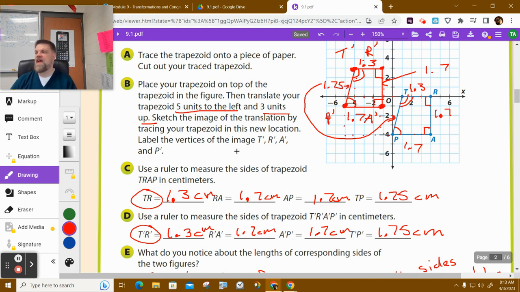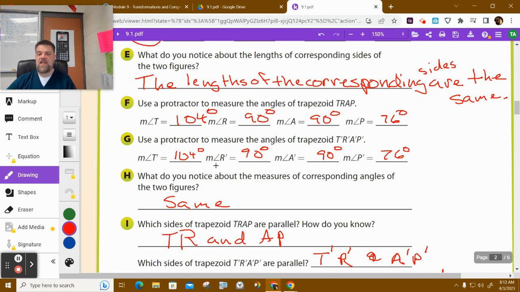So basically what we have is the same shape that we had before. We just moved it to a different location. How did we do that? We moved every corner or vertex over 5 units to the left and 3 units up. And that's what we call translation. And then we measured the angles just to check, and the angles were right too. All the angles matched up.